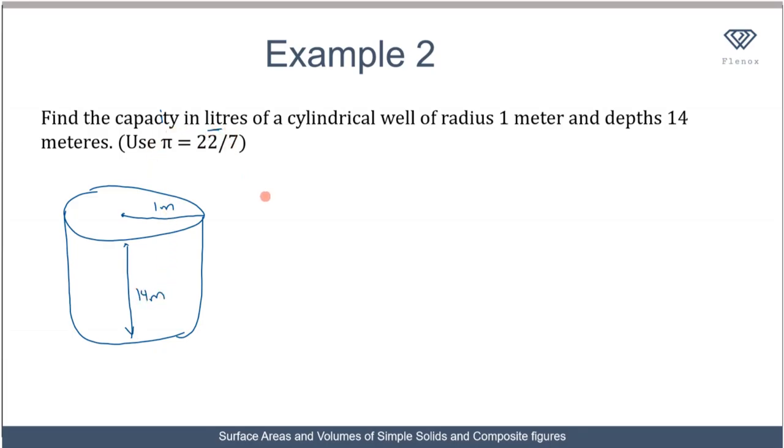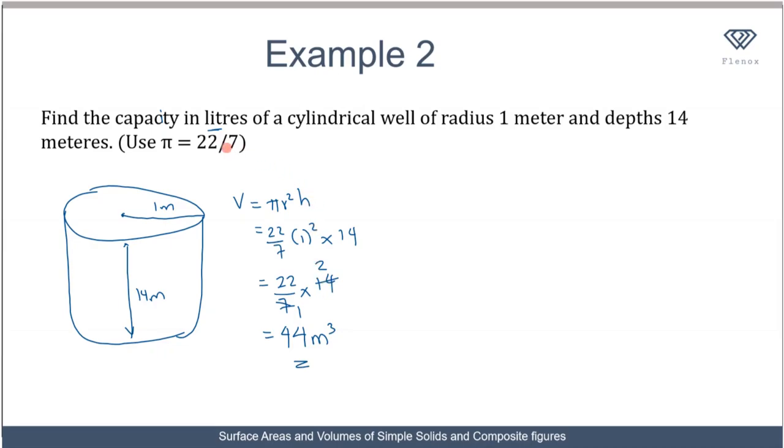Now the formula for calculating the volume of a cylinder is given as pi r squared h. I'm told to take pi as 22 over 7. Our radius is 1, so we have 1 squared, and our height or depth in this case will be 14. So we have 22 over 7 times 14, and 7 into 14 is 2, and 22 times 2 gives me 44, and the unit is going to be meter cubed.